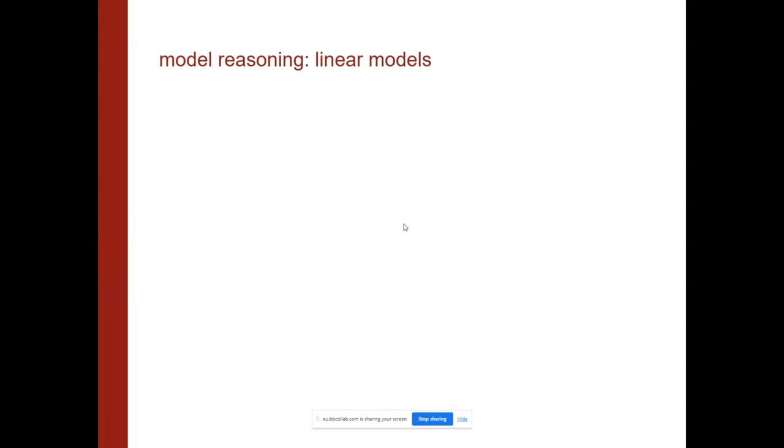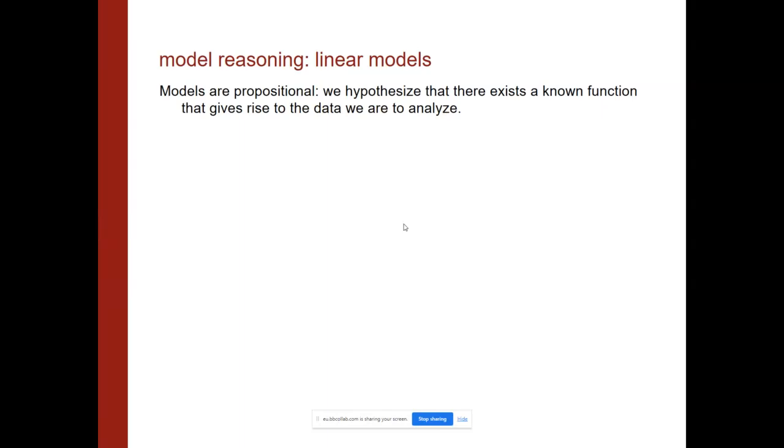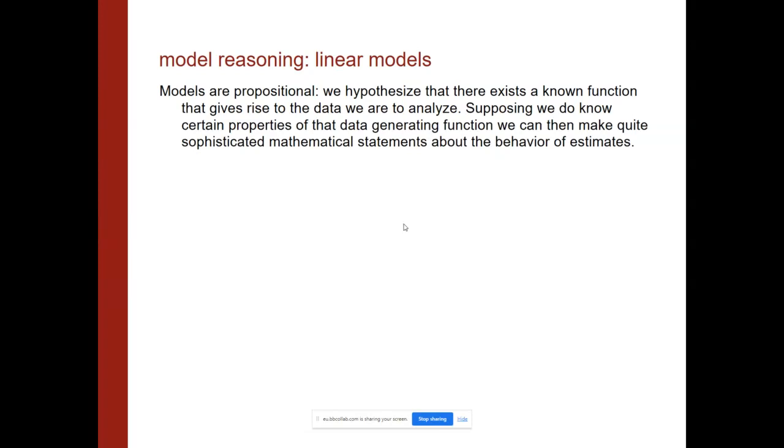Let's talk about model reasoning. In particular, I'm just going to talk about linear models as my working example. The first thing to notice is that models are propositional. We hypothesize that there exists a known function that gives rise to the data we're about to analyze. And if we assume that that model is correct, then it's really amazing because we can now interrogate the different pieces of the data generating function. Usually we use these to decompose the different parts of the covariate space and attribute that variation to the outcome space. So that mapping is a lot more detailed.